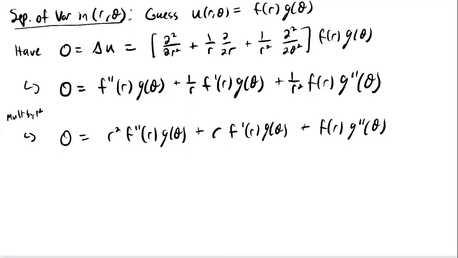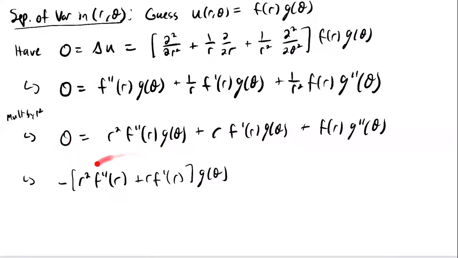And so now let's move the first two terms over. So we end up with minus r squared f prime prime of r plus f prime of r times r, and I'm going to factor out the g of theta. Notice that both of these have g of theta, so I can factor this out. I'm going to move them over to the other side, and this is all equal to what's left over: f of r times g prime prime of theta. So we're trying to get all the terms that depend on r on one side and all the terms that depend on theta on the other side. Well, now it's clear how to do this.